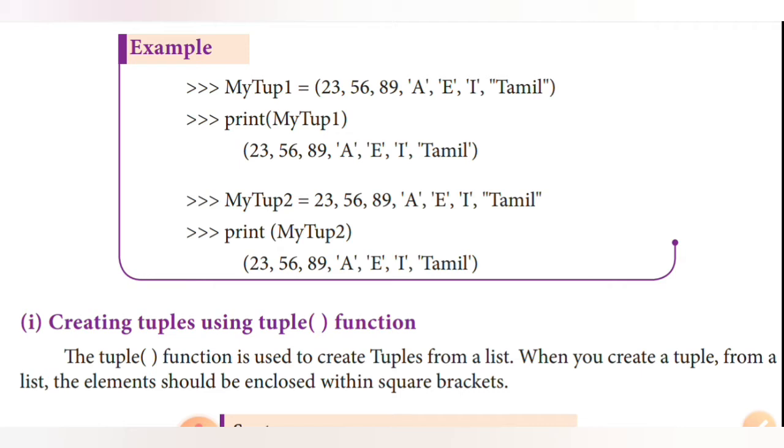Okay, 23, 56, 89, A, E, I, Tamil. So totally how many elements are there? 7 elements are there. Now we are going to print this tuple. That is, you want to display the output on the monitor. For that we are using the function print.